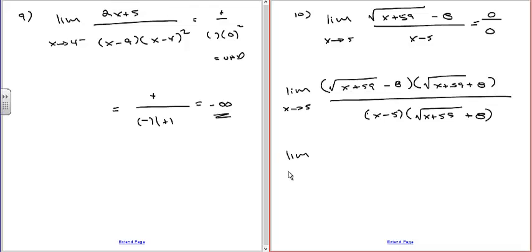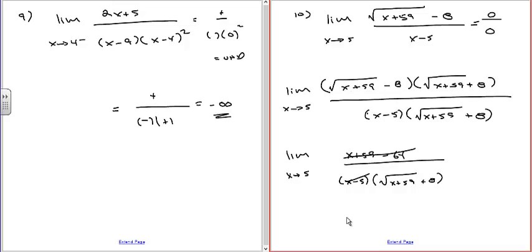So what happens is these multiplied together give you x plus 59, and then you got minus 64. Negative 8 times positive 8, the inner and outer cancel out. You get x minus 5 times the square root of x plus 59 plus 8. But that is the same as that. So we get rid of the indeterminacy.